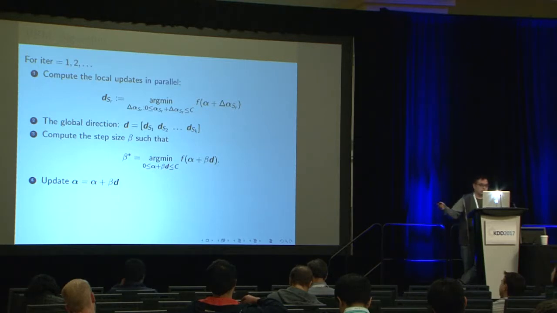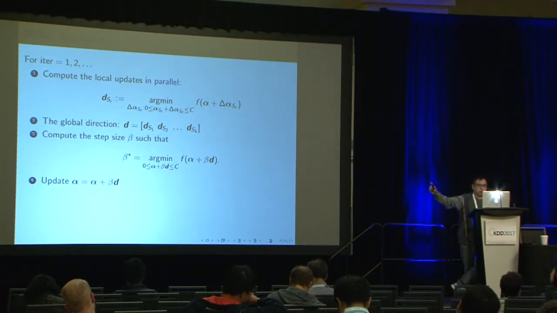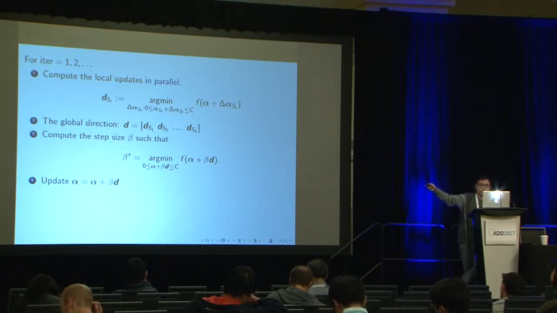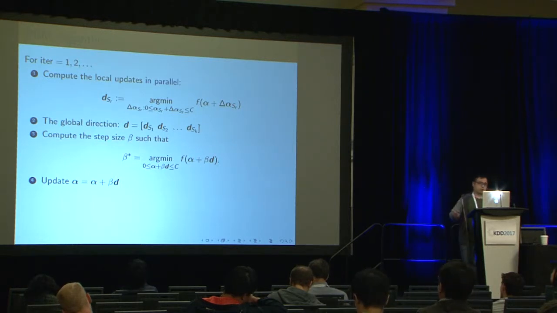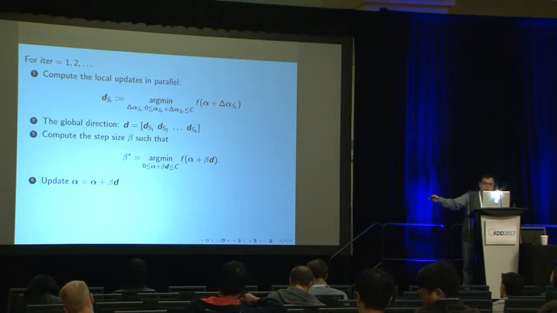So this is the algorithm sketch. In the first step, every local worker tries to do the local updates in parallel. So each of them tries to solve this local problem: update alpha to alpha plus delta alpha SR and try to minimize the objective function value. And then in step 2 and step 3, they communicate to get the global direction D, and then try to find the optimal step size beta, and then update the dual variable by alpha plus beta D.